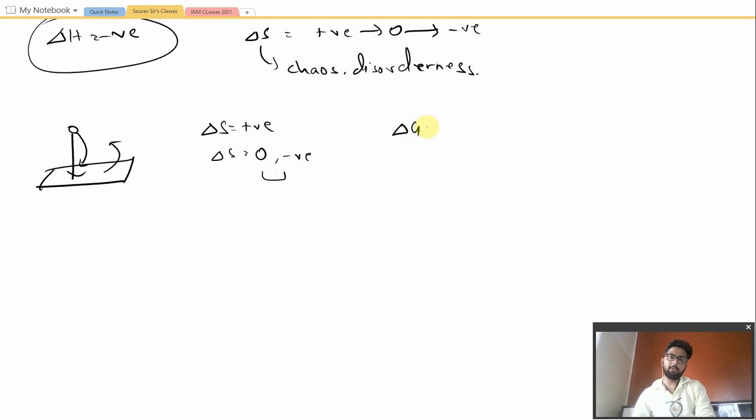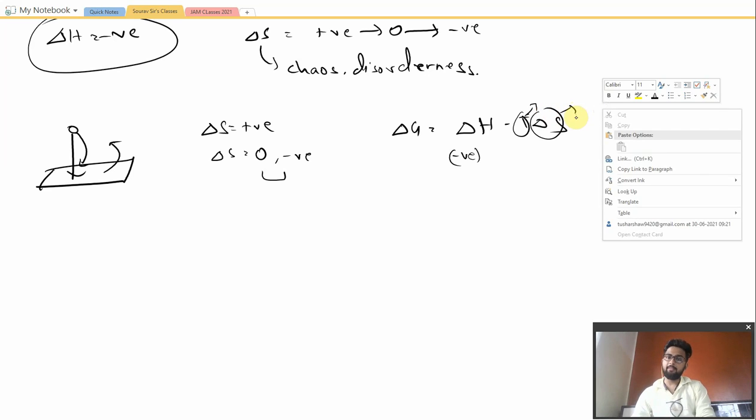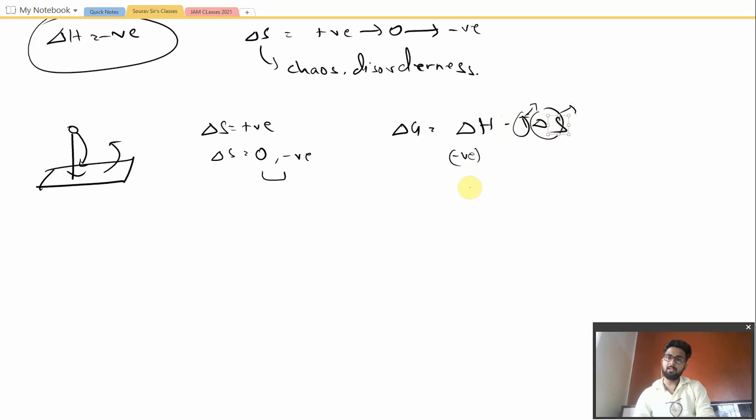Now for delta G we have to write two explanations. The first explanation is from the normal thermodynamic point of view, from the second law of thermodynamics, where we have derived that delta G is equal to delta H minus T delta S. So delta H we calculated to be negative, T we consider to be at an optimum temperature, and lastly, delta S is either 0 or negative. If this becomes 0, this whole term becomes 0, so delta H would be negative anyway.